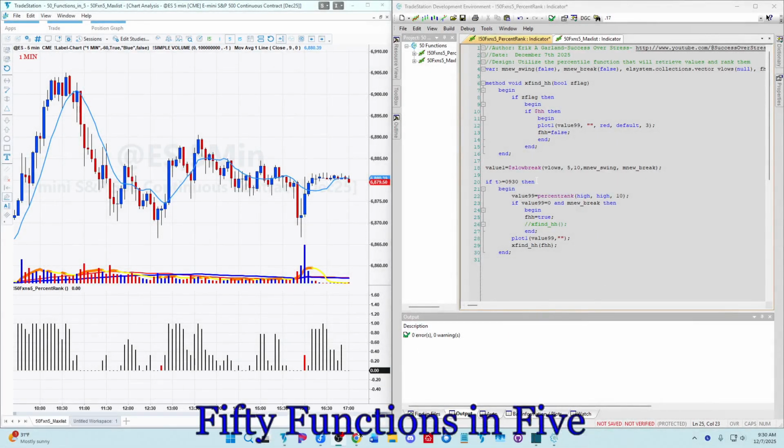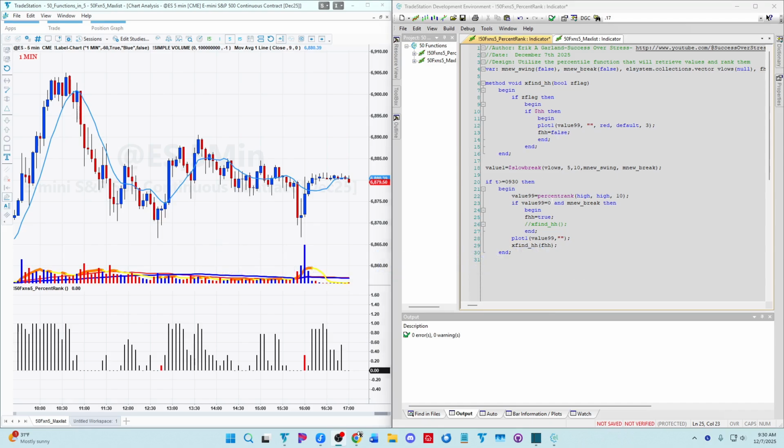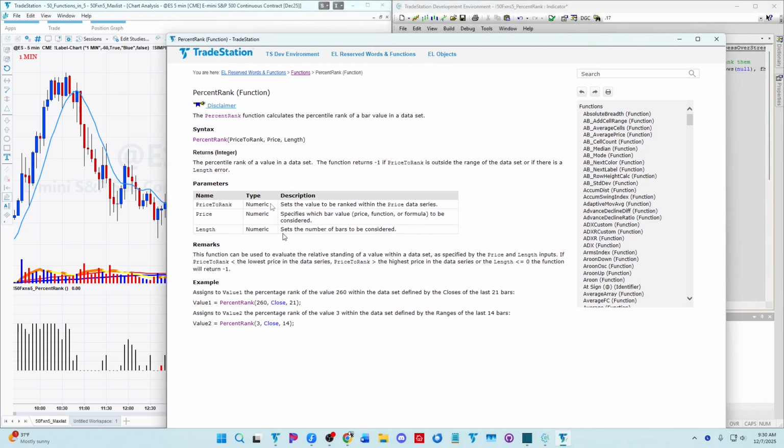This new series is 50 functions in 5 minutes. So in 5 minutes, we will attempt to break down an essential TradeStation function. Today we have %rank. Here we are finding the percentile of a specific price amongst a data series.